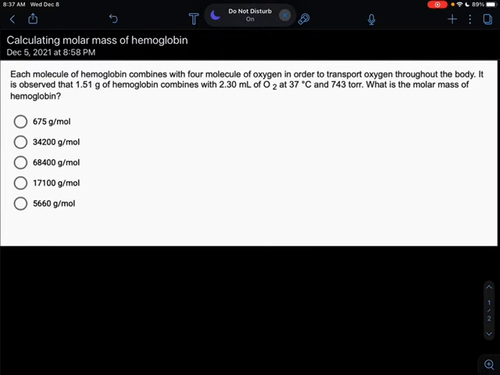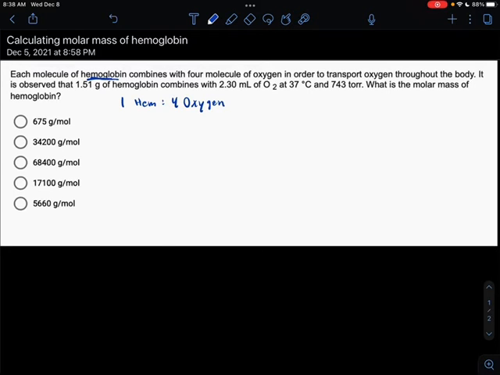Okay, in this question we have a calculation to do to figure out the molar mass of hemoglobin. We're given a situation where every molecule of hemoglobin combines with 4 molecules of oxygen. So right off the bat, we know the molar ratio of this would be 1 hemoglobin to 4 oxygen.